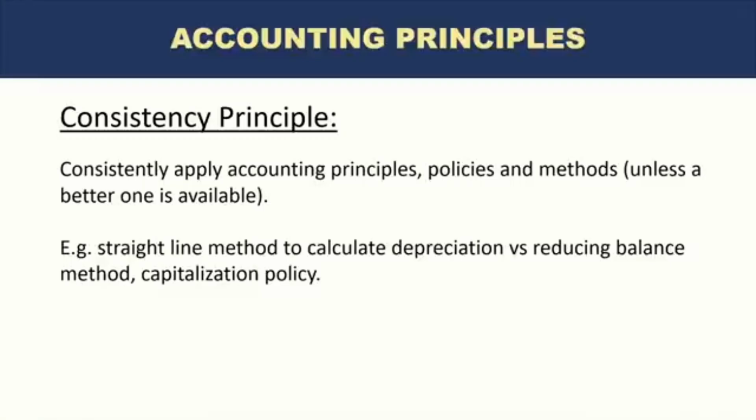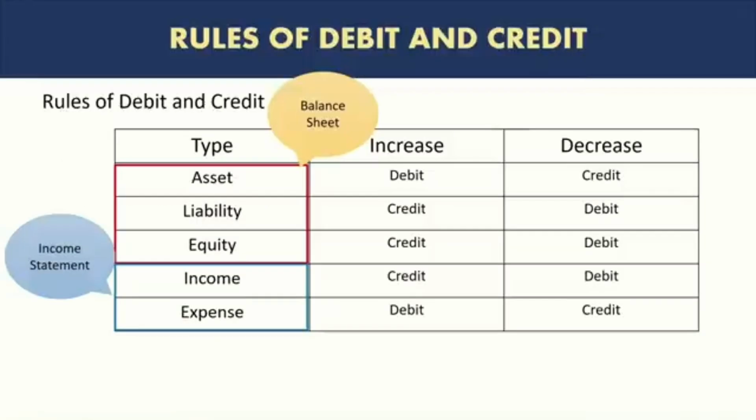Another example is the capitalization policy we just discussed. For example, the amount of materiality, the amount considered as the threshold under which all amounts are recorded as expense instead of assets. The company should not change it every year, right? There should be a consistency in applying that threshold.